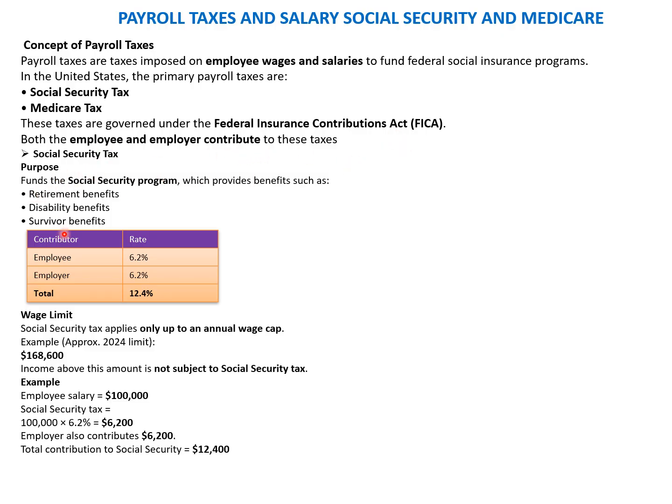Social Security tax: the purpose is to fund the Social Security program, which provides benefits such as retirement benefits, disability benefits, and survivor benefits. The employee contributes 6.2%. A similar portion is contributed by the employer. The wage limit is that Social Security tax applies only up to an annual wage cap. The cap for 2024 was 168,600. Income above this amount is not subject to Social Security tax. Example: if the employee salary is 1 lakh, Social Security tax is 6.2% of 1 lakh, which is 6,200. The employer also contributes 6,200. Total contribution is 12,400. So we'll move to the next slide.